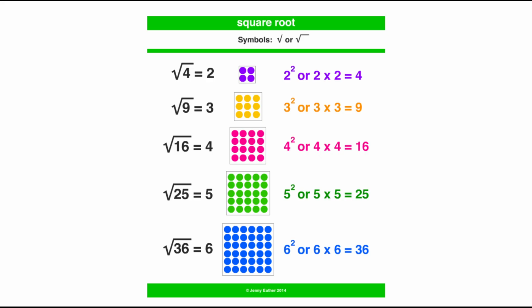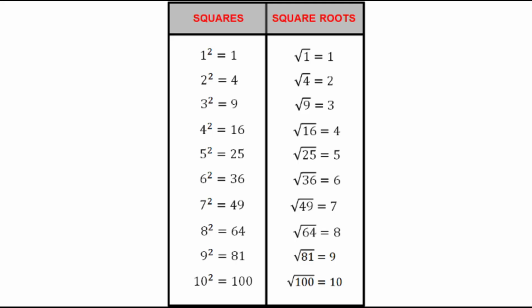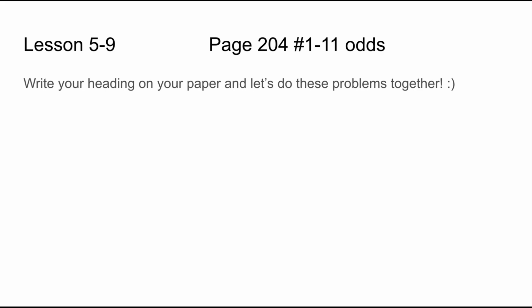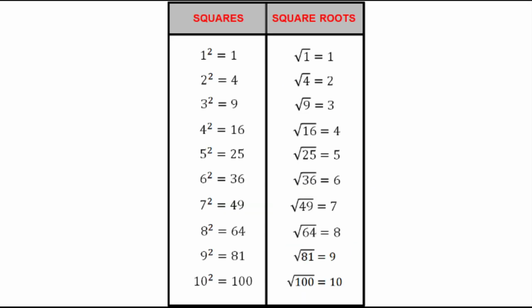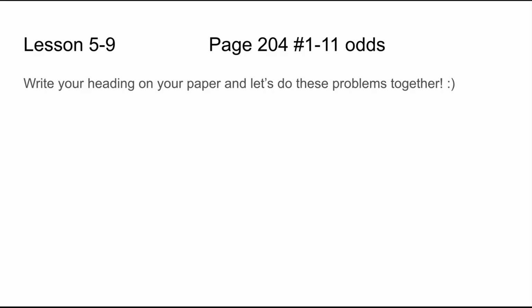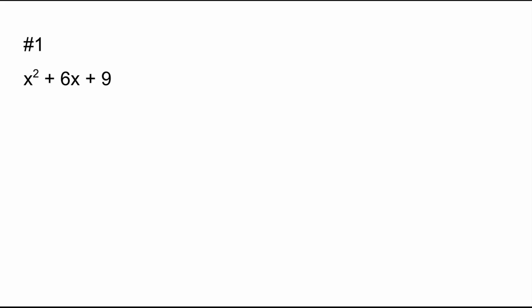It's either multiplying by its same self, its base, or it is dividing by its base. And here they are written out differently. Later we're going to play a game with our square roots and our exponents. That's just a little bit of a preview and a reminder. So let's turn to page 204 now, and we're going to do numbers 1 through 11 odds. We're going to work fast so we can play our game, and because it's so easy.